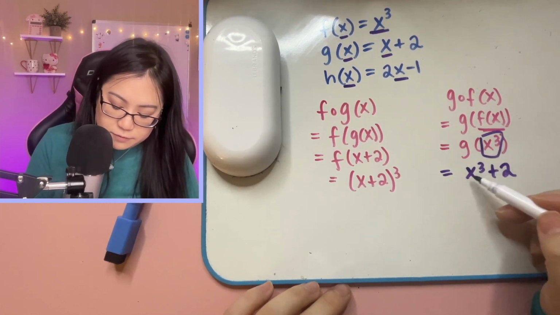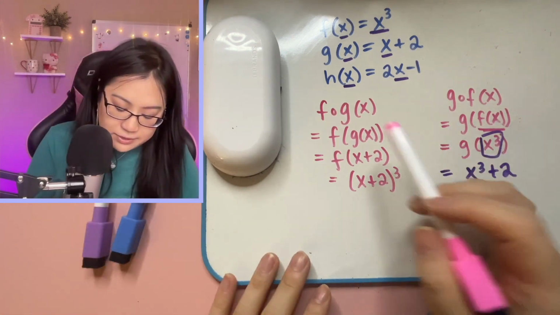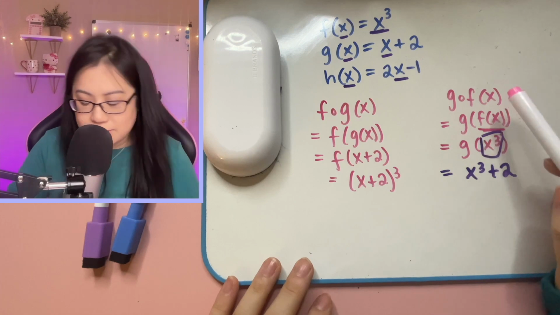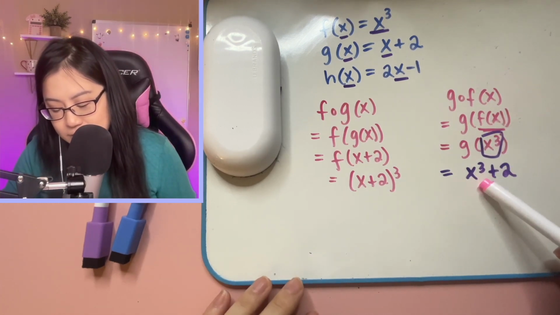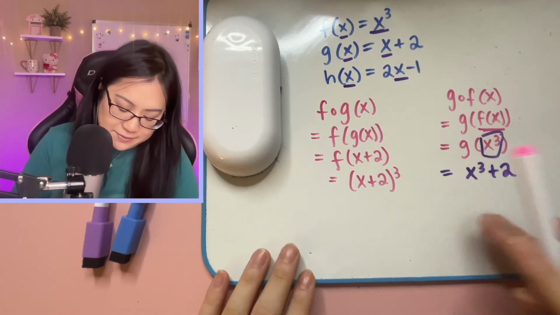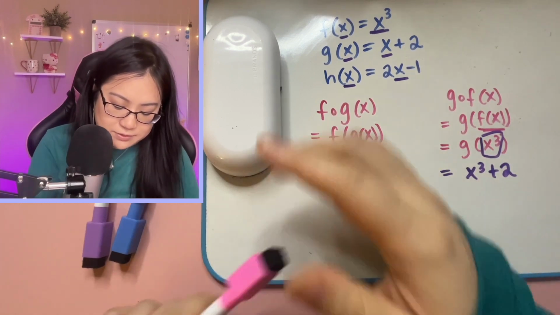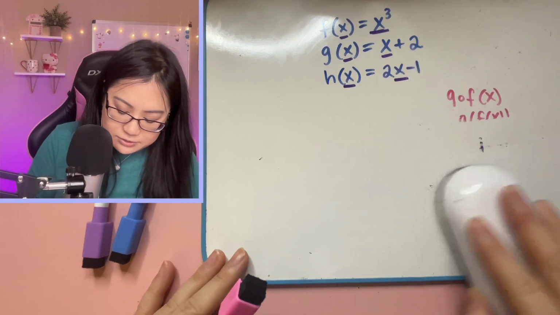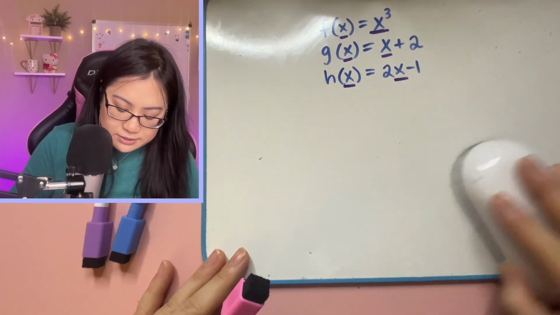Okay, stuff plus 2. So f of g is x plus 2 in parentheses cubed, and g of f is x cubed plus 2. Okay, so we get two different values here. Very good.